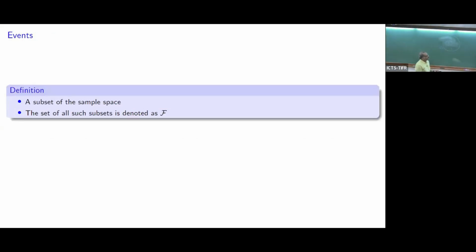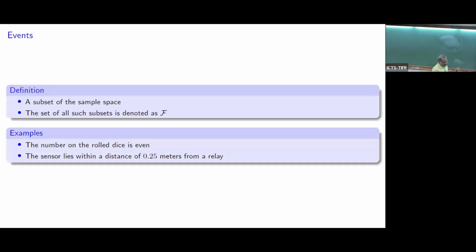Sometimes you will need to look at the set of all such subsets that you can have, which is called the event space. We won't be really using that here. But this is what an event is: a subset of a sample space is just an event.